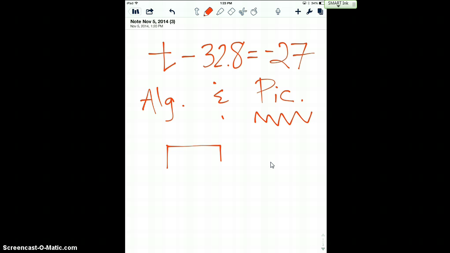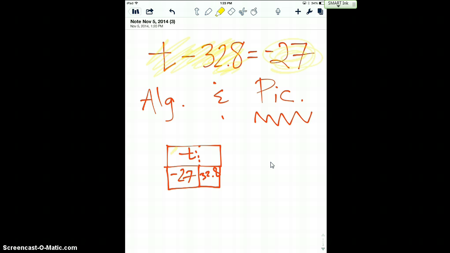I start with t, that we don't know what it is yet. So I'm just drawing out a rectangle and labeling it t. Then it says subtract from that. So instead of adding on, I'm going to subtract a certain amount from it. How much am I going to subtract? 32.8. I'm going to take out that chunk from t. And then how much do I have left? Well, this part right here. It says in the problem that when I take t and subtract off that amount, I'm left with negative 27. So I'm going to write that here.